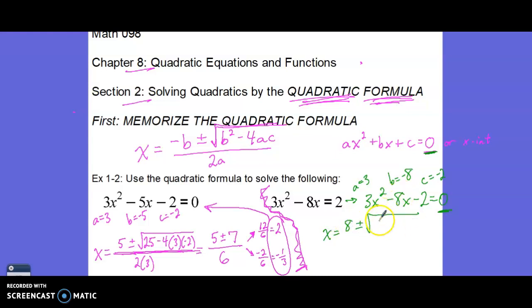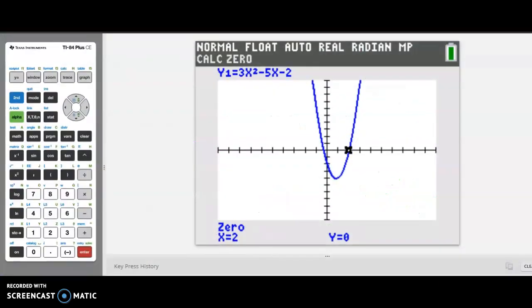So when you go to the quadratic formula, x equals negative b plus or minus the square root of 64 minus 4 times 3 times negative 2 all over 2 times 3. So what I want to see is, because this one's not going to be a perfect answer, but go ahead and use your calculator.